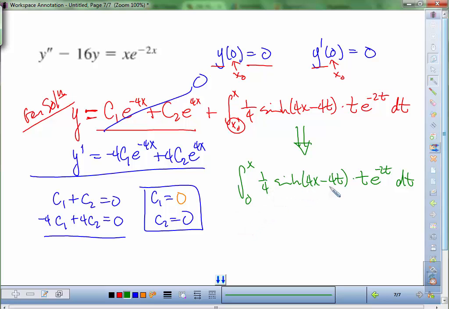This is something over 2, right? So let's just call it a 1/8 on the outside. And this is e to the 4x minus 4t minus e to the opposite of that, negative 4x plus 4t, times t e to the negative 2t dt. Then we can probably just put it into Mathematica.